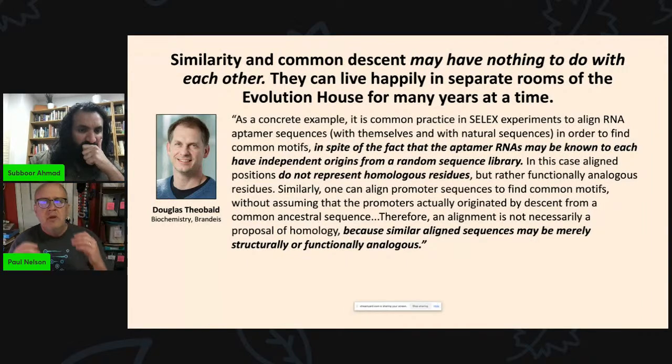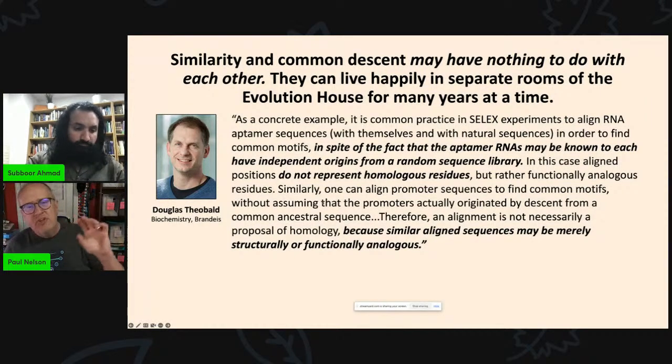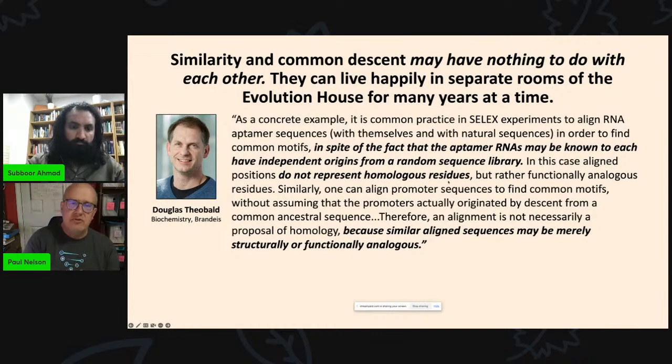2011, he said, in RNA selection experiments, you can have so-called randomly arising aptamers. These are RNAs that will bind another molecule in a particular way. You can fish them out of a random sequence library and align them, and the alignments will show many conserved base pairs. Yet, because you know that the populations were independent, they didn't share a common ancestor, so those regions of alignment do not represent homologous residues.